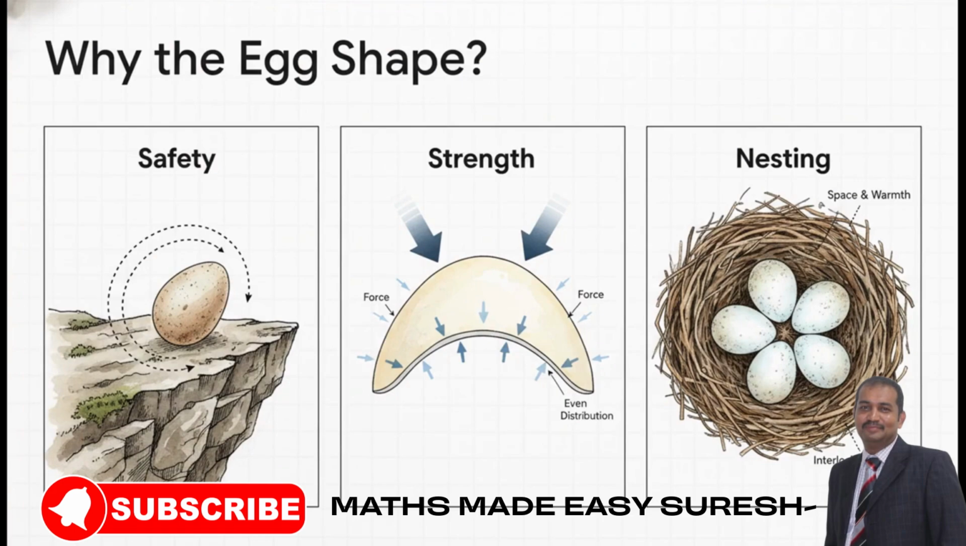First off, you've got safety. If an egg on a cliff edge gets knocked, its weird shape makes it roll in a tight circle, not straight off the edge. So smart. Second, strength. That double curved dome is incredibly strong, evenly distributing the weight of a parent bird. And finally, efficiency. The pointed ends let all the eggs nestle together like a perfect puzzle, which helps conserve precious warmth.